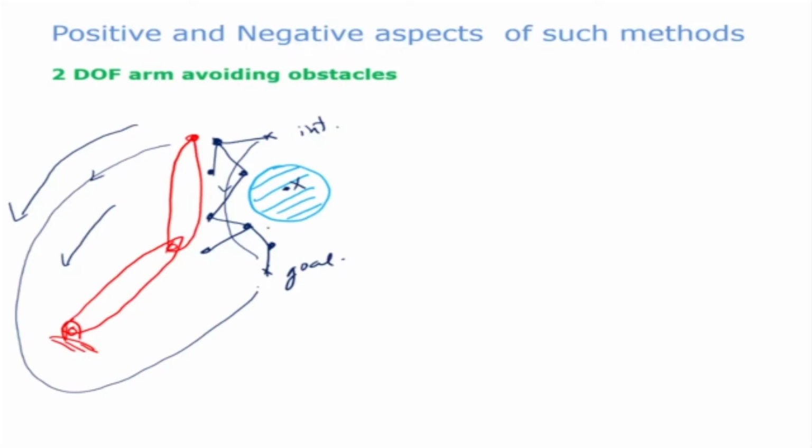So as you can imagine very easily here, if your sampling is not dense enough, you may miss the initial point and the goal point itself. Or if a path exists, you may not be able to get the path. Similarly for us, this is 2 degree of freedom, which is much simpler. Now if you have a 7 degree of freedom system, it is a very large system.